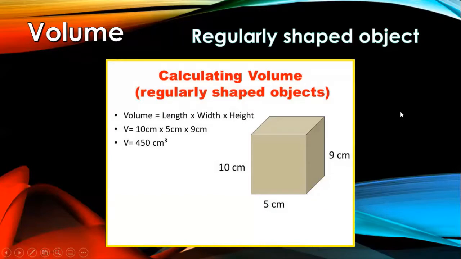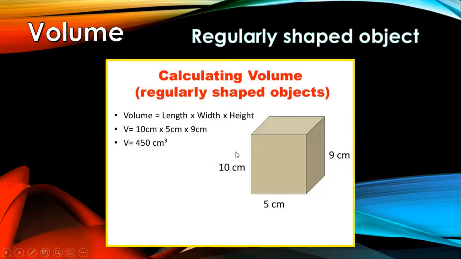In order to calculate this, we need a formula. The formula is volume equals length times width times height. Sometimes they change it slightly and say length times breadth times height, which means the same thing. We summarize it as L times B times H. B is width; we talk about breadth instead of width. So volume equals LBH, length times breadth times height.